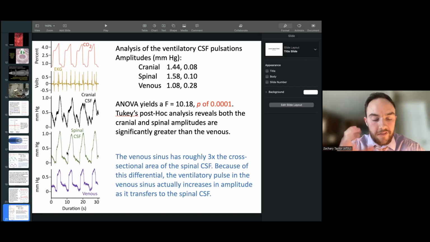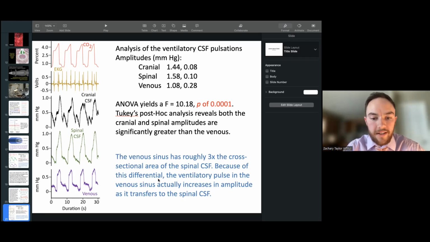That's where the ventilatory response comes. So whenever we're studying ventilation, you'll see an inhale, and then you'll see the spinal and the venous pressure spike, but you'll notice that the venous pressure is not as high as the spinal CSF, and that's due to the fact that the venous sinus is 3 times the diameter that the spinal cord is.